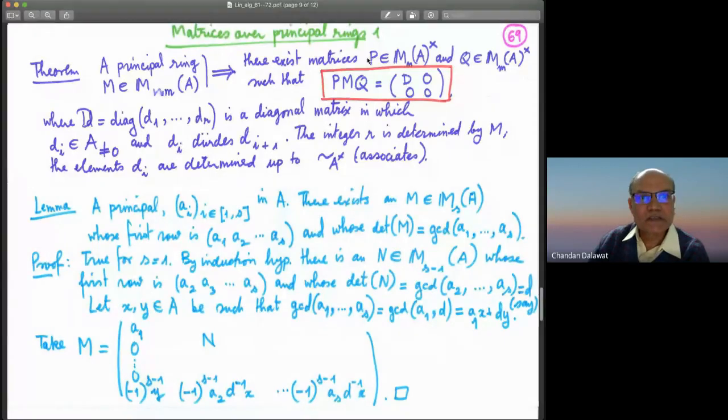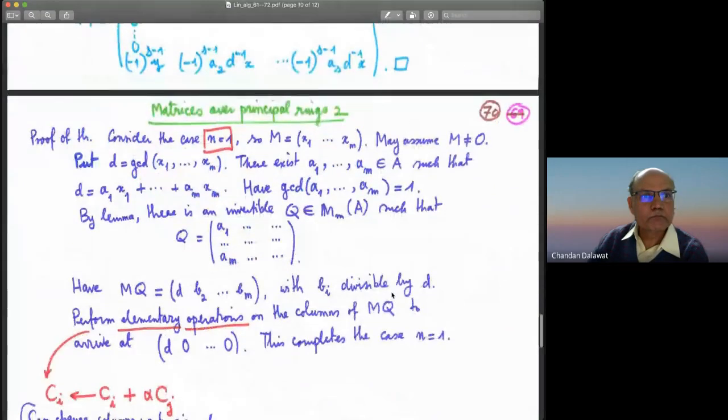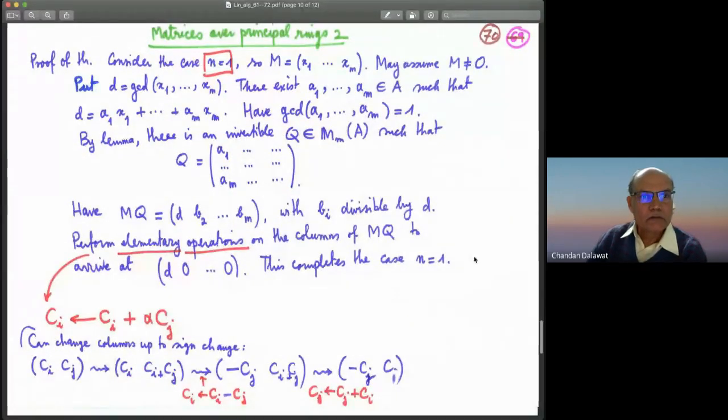We have to find these matrices P and Q. The first case we consider is when n is equal to 1. n is the number of rows, so you have just one row. And of course, you may assume that this row vector, or the row matrix, one should call it, is not 0. I mean, if it's 0, there's nothing to prove.